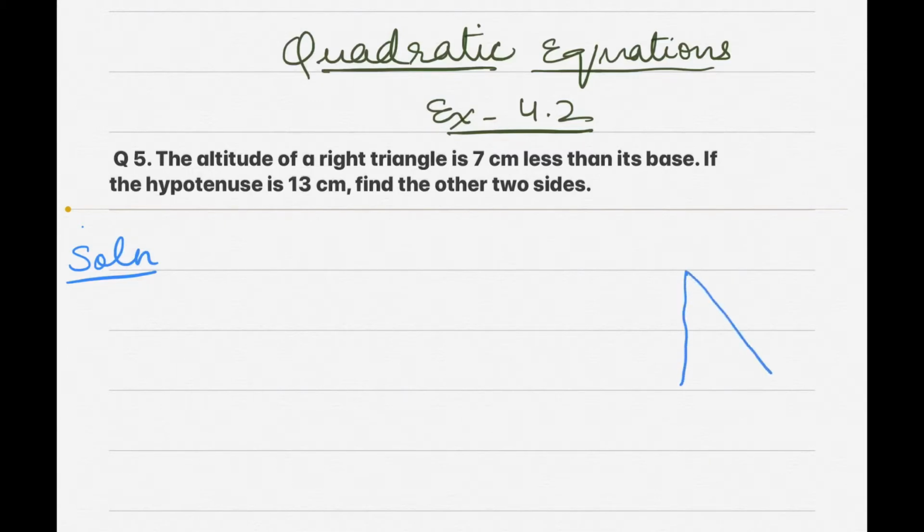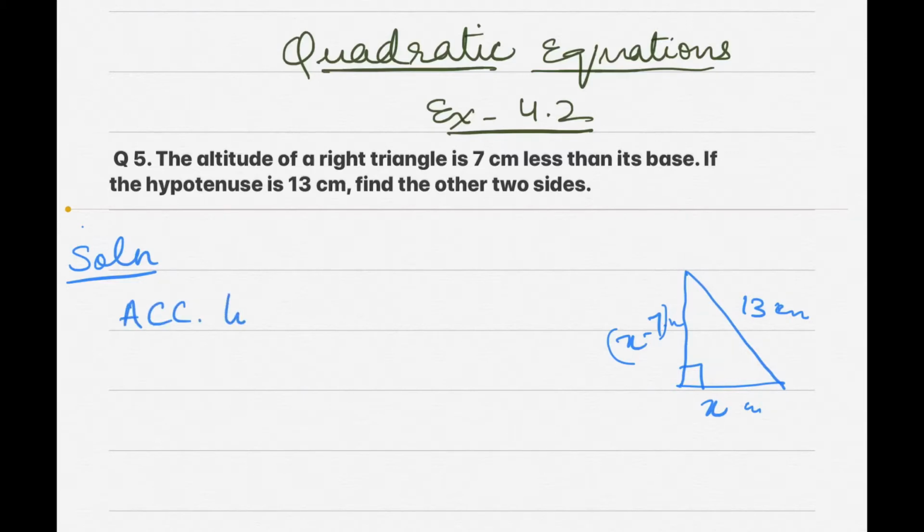Okay, so diagrams are always helpful, right? So hypotenuse here, this is my right angle triangle, and this is 13. Then the altitude is 7 centimeter less, so let my base be x and this will be x minus 7 centimeter, right? Everything is given in centimeters. Okay, so now we know in a right angle triangle we have the Pythagoras theorem, right?